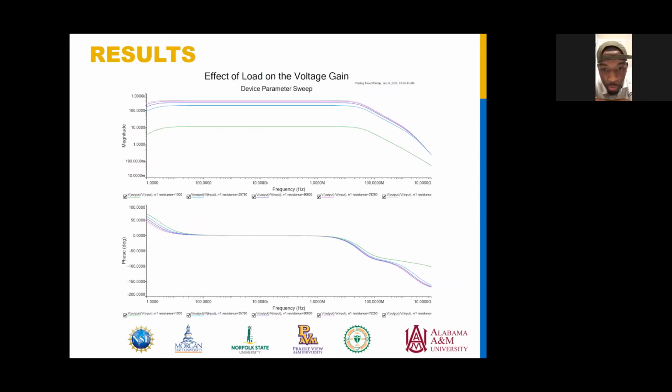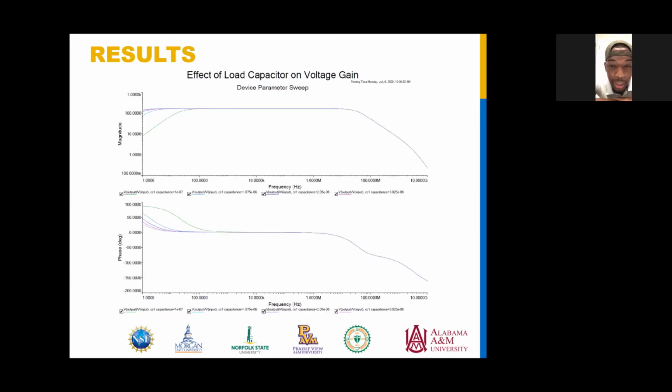Effects of load on the voltage gain, device parameter sweep. This graph shows the magnitude between 1 and 10 with its maximum value of 10 magnitude and decreasing at 10 gigahertz frequency. Effects of load capacity on the voltage gain, device parameter. The green line starts off at the lowest at about 10 magnitude, increasing to about 100 magnitude, and it stays the same throughout the graph, increasing at about 10 gigahertz frequency.